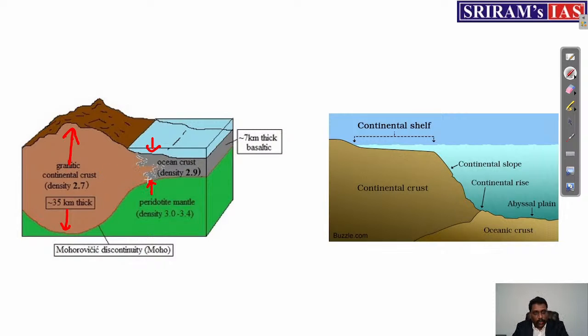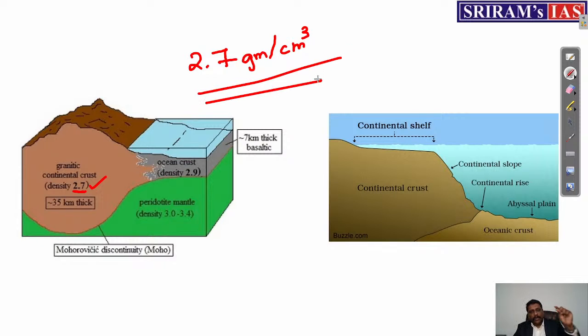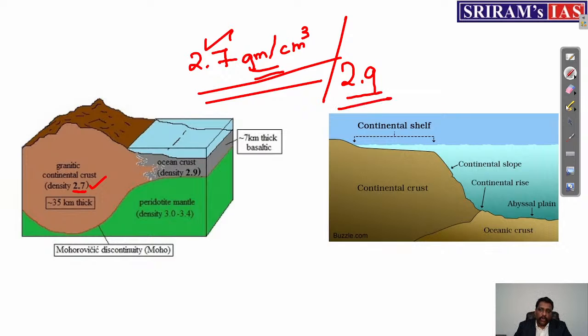This is one aspect. Number two, continental crust is made up of light density rock. The density is somewhere around 2.7. What is 2.7? It is 2.7 grams per centimeter cube. If I take 1 cubic centimeter of a rock, the weight of this rock will be somewhere around 2.7 grams. Whereas oceanic crust, it is 2.9 grams per centimeter cube.